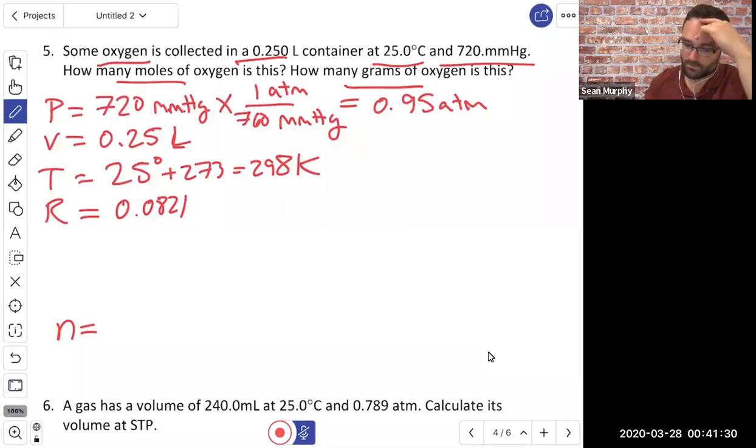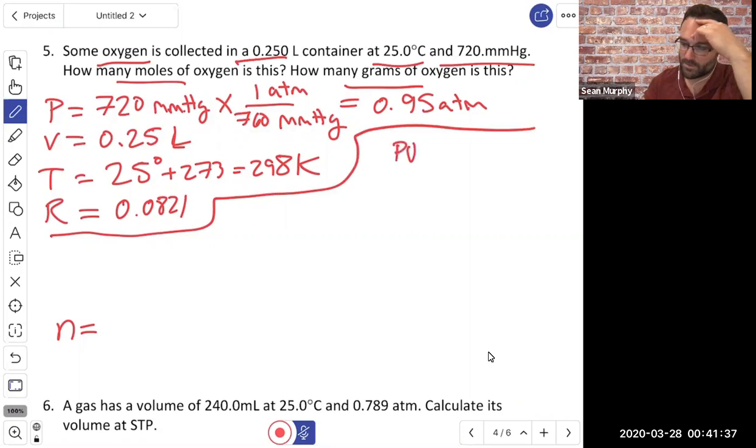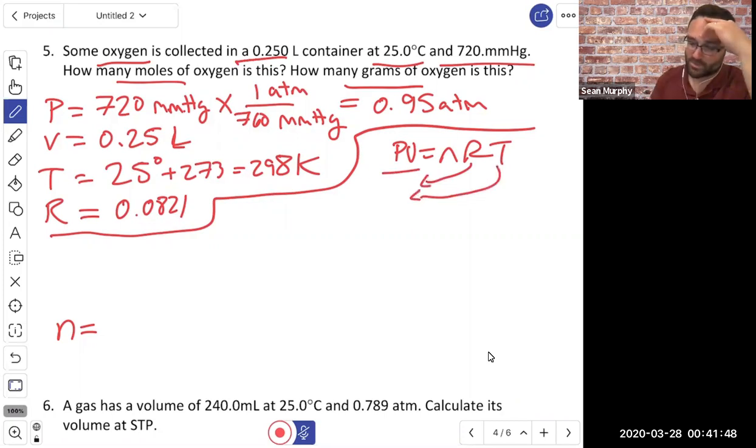So here's all the numbers. Let me show you what we're going to do here. PV=nRT is our formula. We need to get n by itself. So what are we going to do with R and T? They're going to just go diagonally, which leaves us with PV over RT. So let's just plug and chug now that we have all the numbers in the correct units, and it should be good to go.